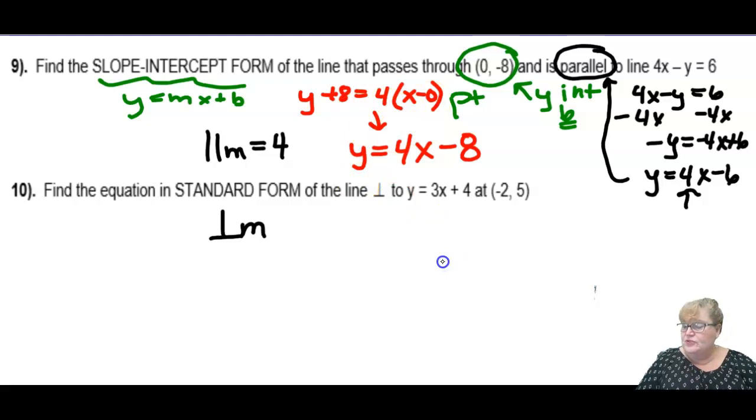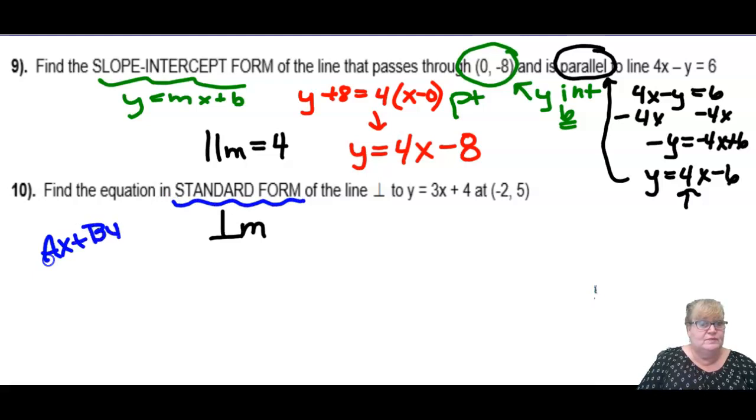All right, next one, they're trying to be tricky with us. We need standard form at the end. So we got to end up like this. All right, we're supposed to, oh, look what they did. Perpendicular to y equals 3x plus 4 at negative 2, 5. So this is our point. And this is our slope right now, which is 3, but we want perpendicular.